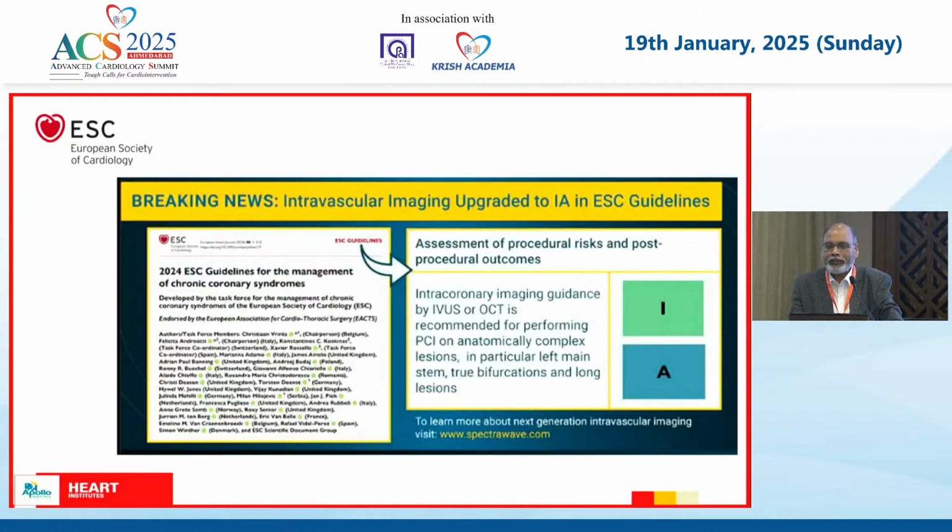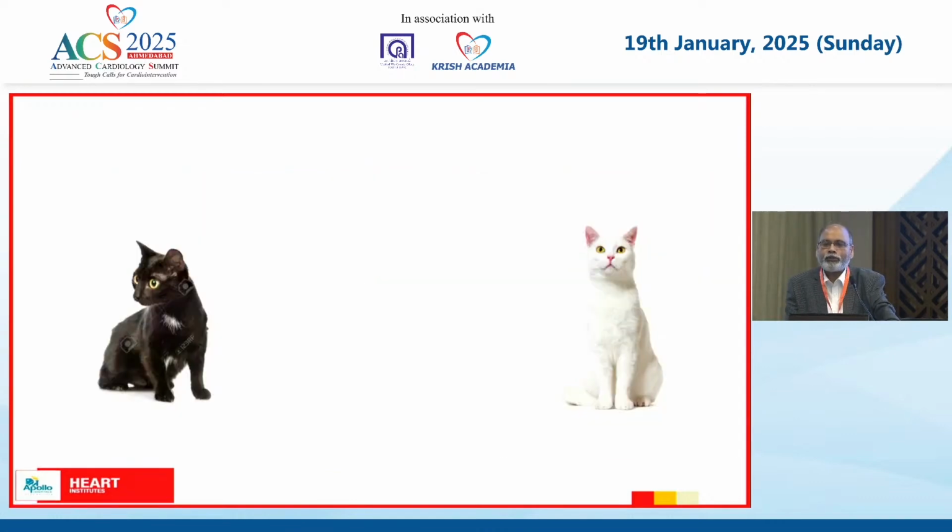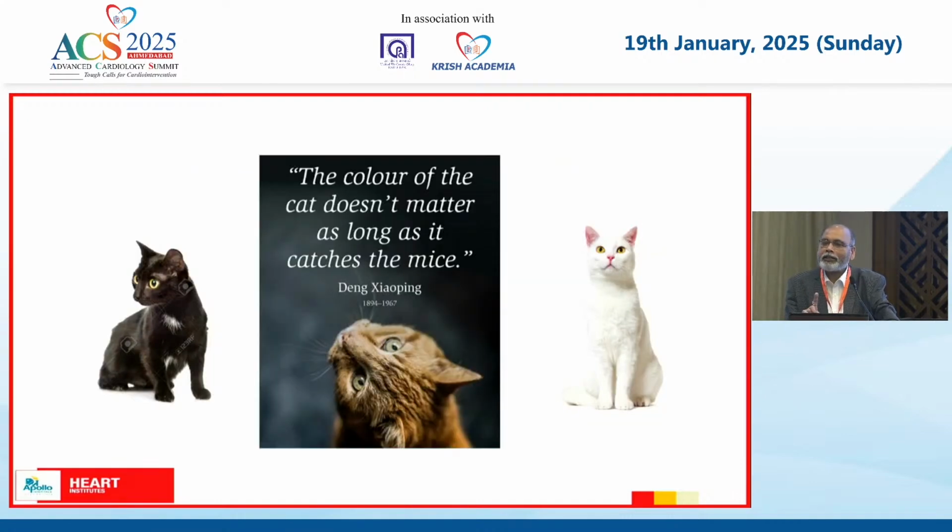I finish by saying that we are lucky it is now a class 1A indication as per the European guidelines, and any form of imaging, whether IVUS or OCT, can be used to ensure that you do a perfect job. Two cats, black and white, it doesn't matter. The color of the cat doesn't matter as long as it catches the mice.